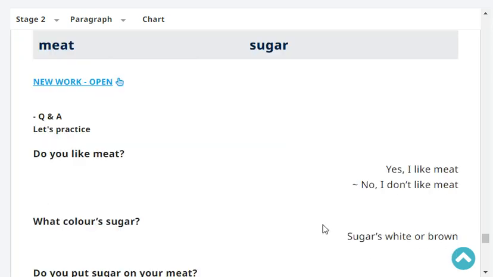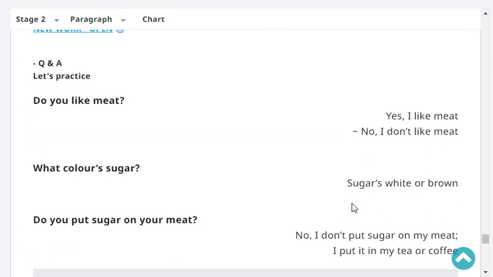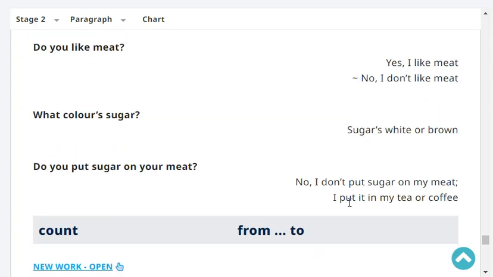Do you like meat? Yes or no? Yes, I like meat. What color is sugar? Sugar's white or sugar's brown?